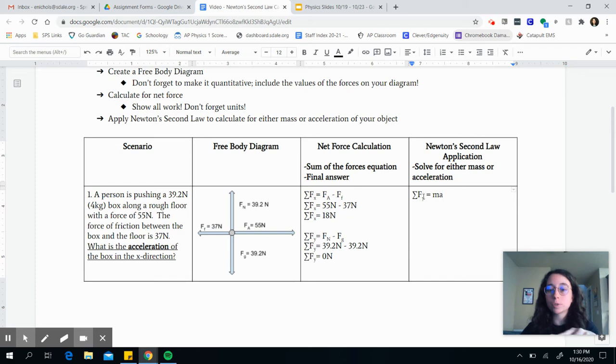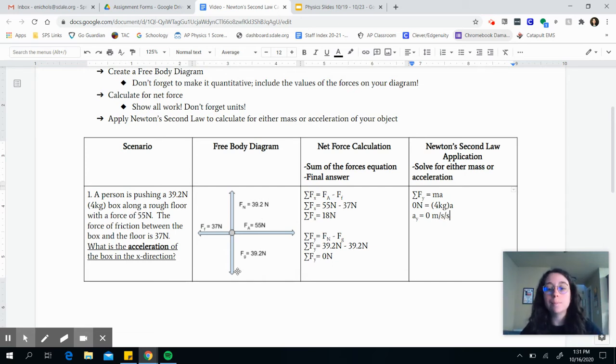So I'm going to start off by saying the sum of the forces in the y direction is equal to mass times acceleration. And instead of writing that sigma again, I'm going to plug in my value. So I know my sum of the forces in the y direction is 0 newtons, and that is equal to my mass, which is 4 kilograms, times my acceleration. So because 0 has to equal 0, I know that my acceleration in the y direction has to equal 0 meters per second squared, because 0 on one side of the equation has to equal 0 on the other. Okay?